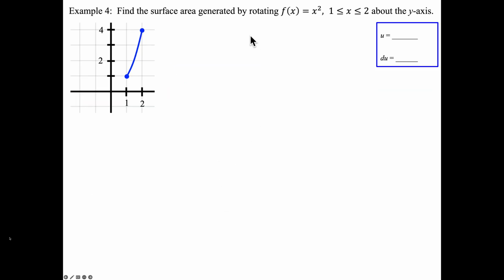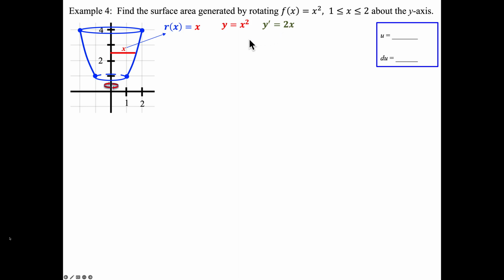Example 4, find the surface area generated by f of x equals x squared from 1 to 2, inclusively about the y-axis. So we're going to rotate it this way. And now from my axis of rotation to my function, there is my radius, which is just going to be the x coordinate. So r of x is equal to x. f of x, we'll take its derivative, will be 2x.